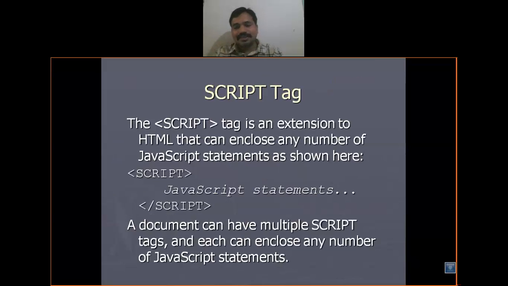How do we declare a script when we write code in JavaScript? A keyword is required: the script tag. HTML can include a number of JavaScript statements as shown here. You open the script tag and you should close that script tag, and in between you can write your code. All things require the opening script and closing script. A document can have multiple script tags, and each can enclose any number of JavaScript statements.